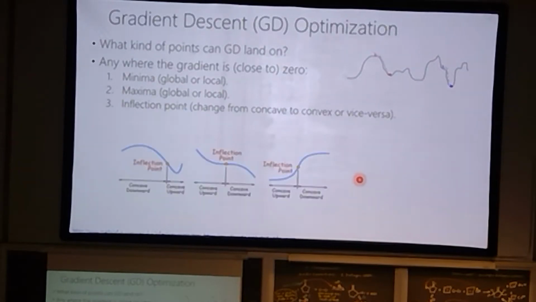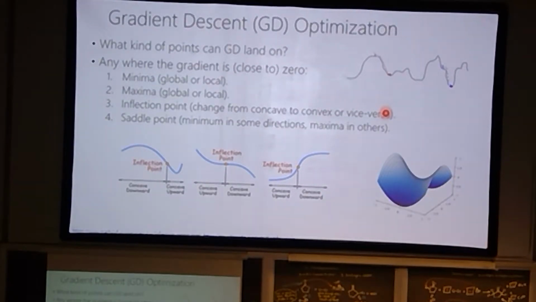Oscillate. Could be a saddle point, and it could be an inflection point, right? So you remember this from first year calculus. Inflection point is when it goes from like concave to convex. And saddle point is where basically you have in one direction a minimum and in the other a maximum.